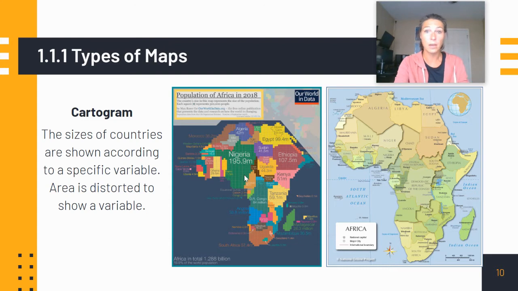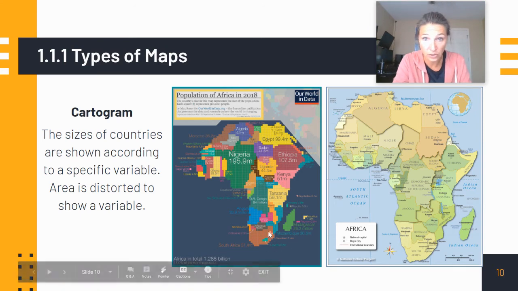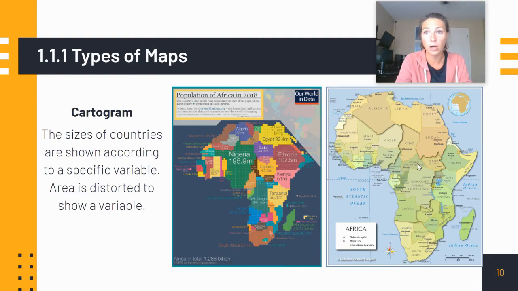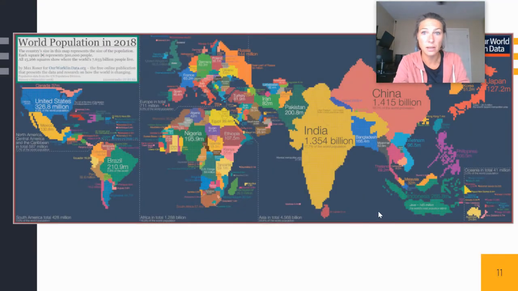So when you look at this map, the first thing that should jump out at you is Nigeria, right? In terms of population per country, Nigeria has the highest population of any other country in Africa, which is why it looks so much bigger here than it is actually here. And that's essentially what a cartogram is. And you can see that they did that for the whole world.